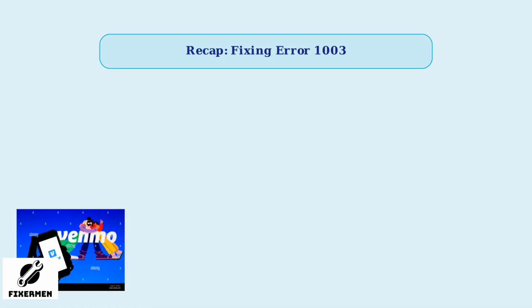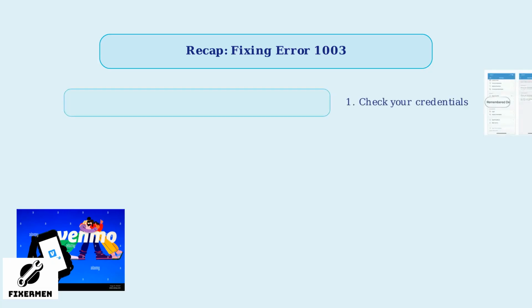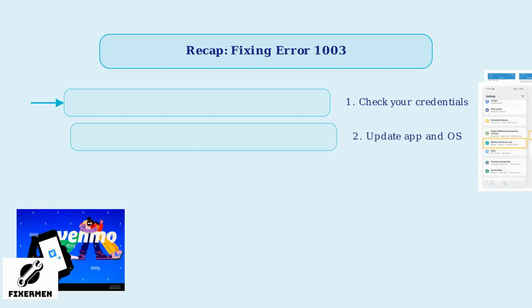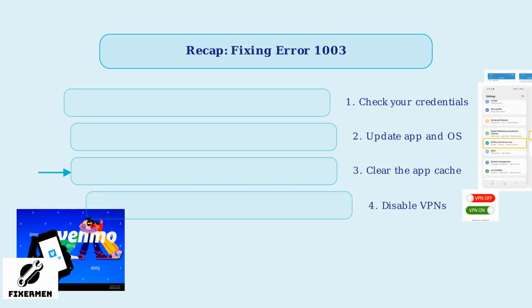To recap, fixing Venmo error 1003 involves several key steps. First, check your credentials to ensure they're correct and up to date. Next, make sure your app and operating system are updated to the latest versions. Then, clear the app cache to remove any corrupted data. Disable any VPNs that might be interfering with the connection.